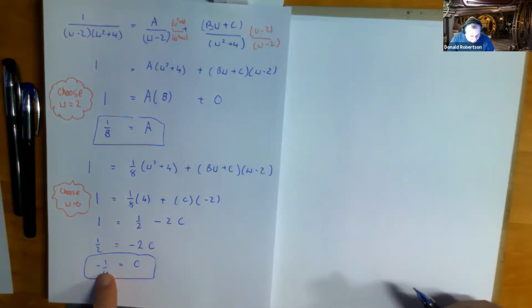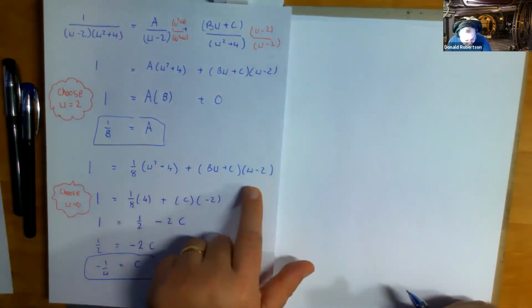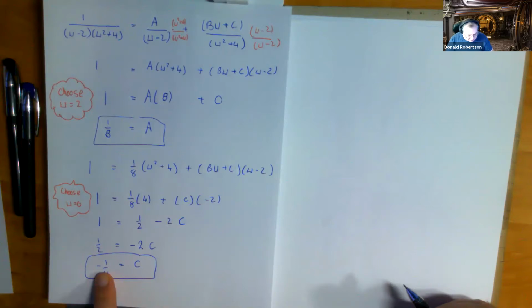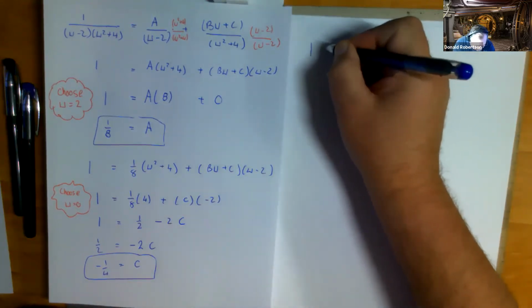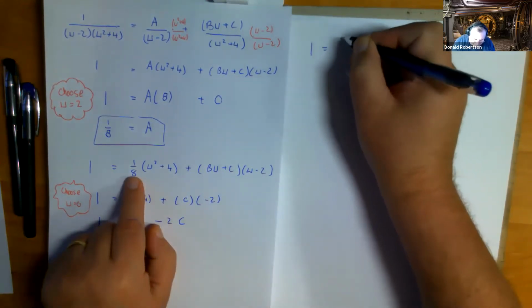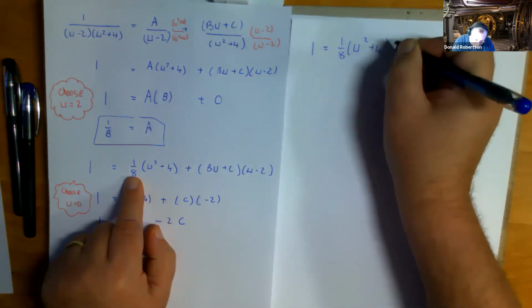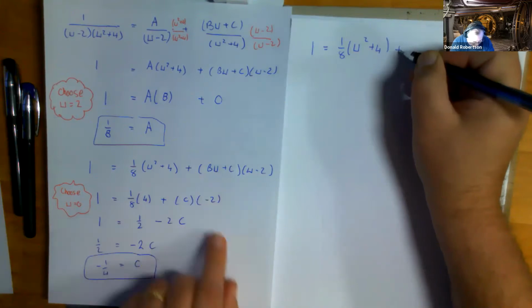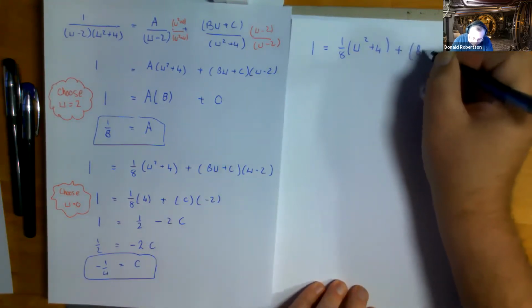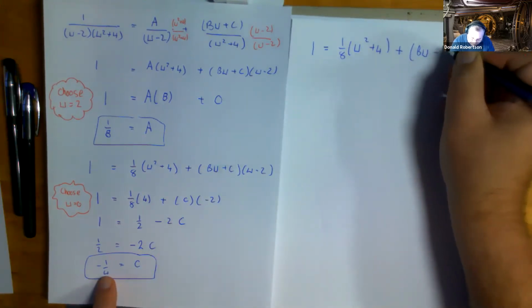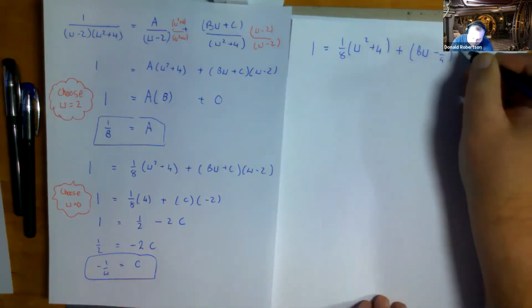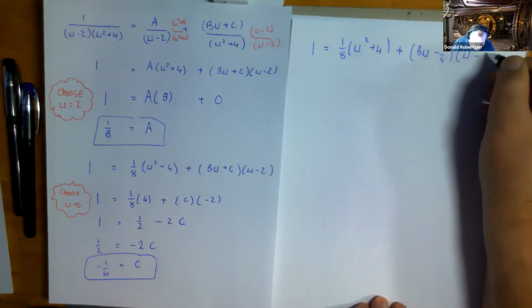Now that I know what C is, I go to this line and replace C by -1/4. So I now have 1 equals 1/8 U squared add 4 plus BU minus 1/4 times U take away 2.